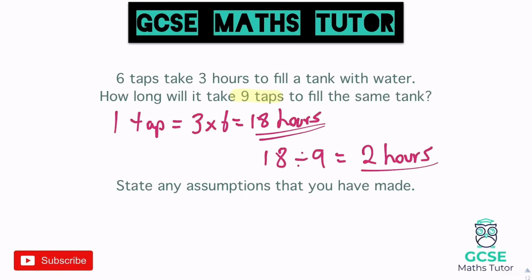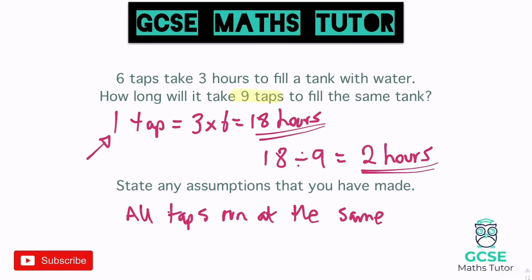So these questions are all about working out first, how long would it take 1 tap, or whatever this question's actually about normally. So it says state any assumptions that you've made. Well, I've assumed here that all these taps are running at the same rate. Okay, that's my assumption. All taps run at the same rate. There we go. So obviously in that original statement there, 6 taps take 3 hours, while one of those taps might be running a lot faster than the other, and that would change our answer. So we are assuming that all the taps are running at the same rate.